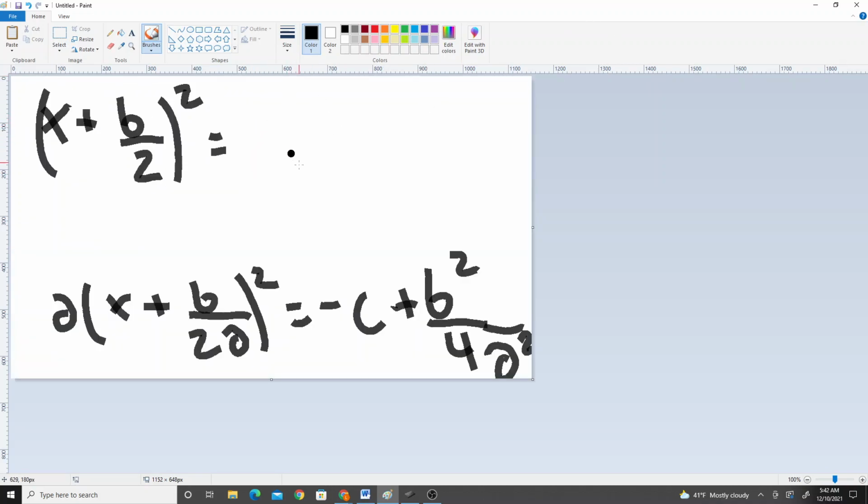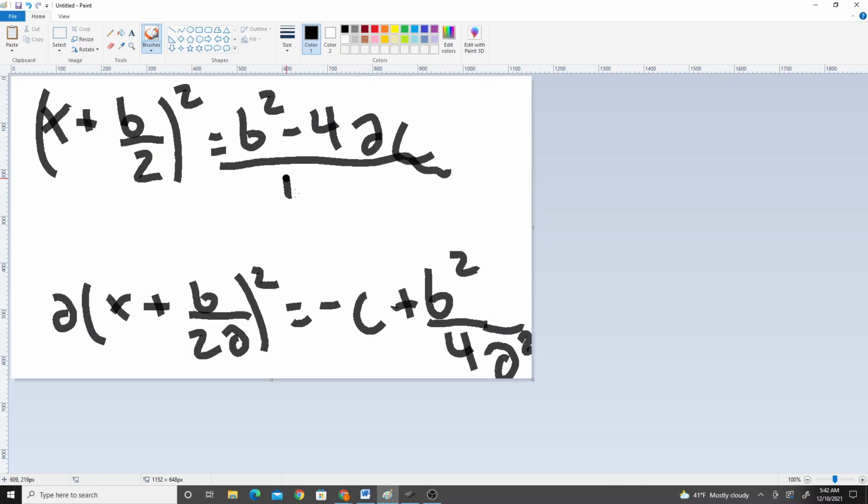Okay. And if we can get the same denominator by multiplying negative c by 4a squared, that's going to give you b squared minus 4ac over 4a squared. Okay.